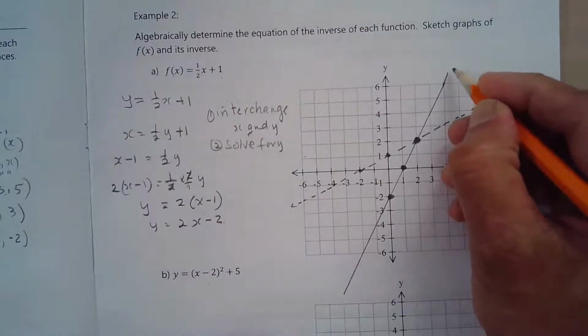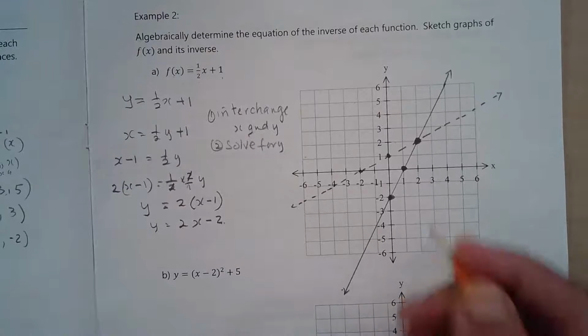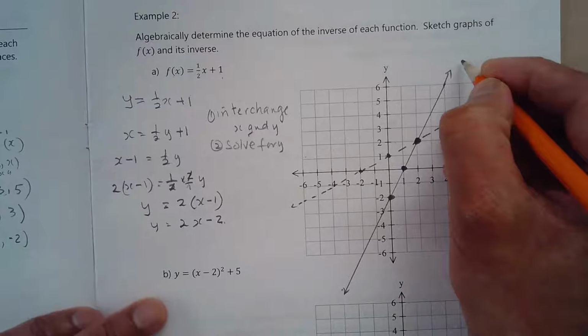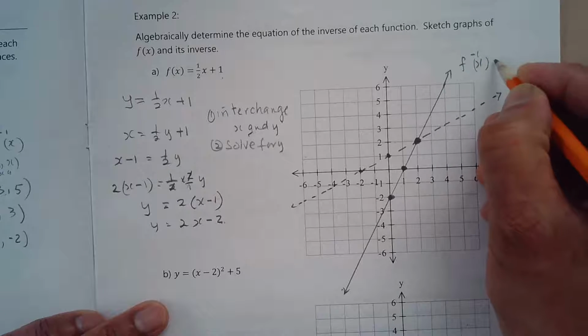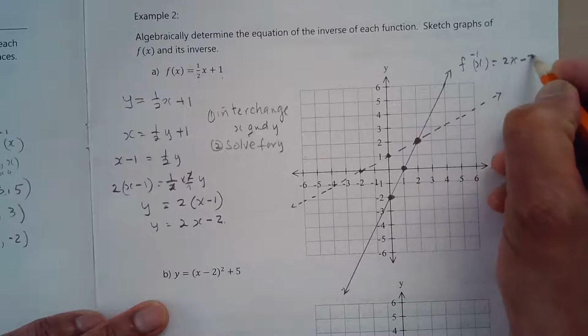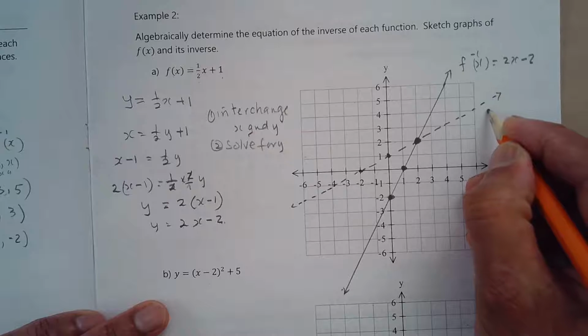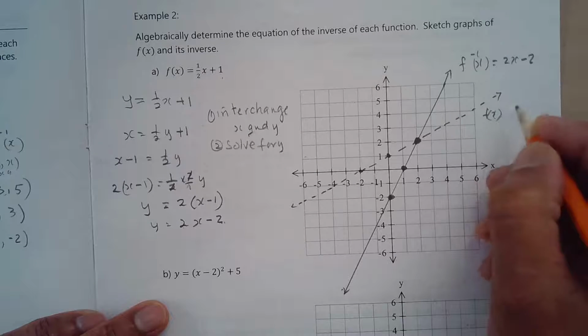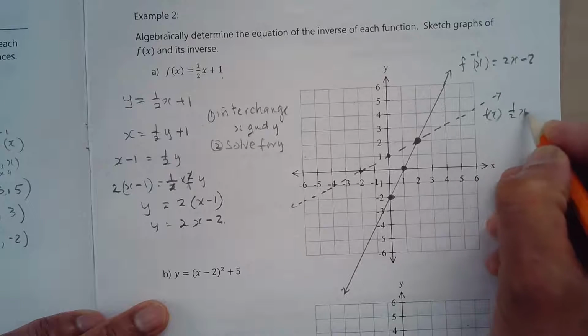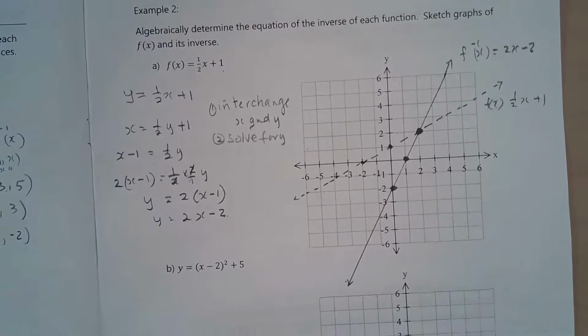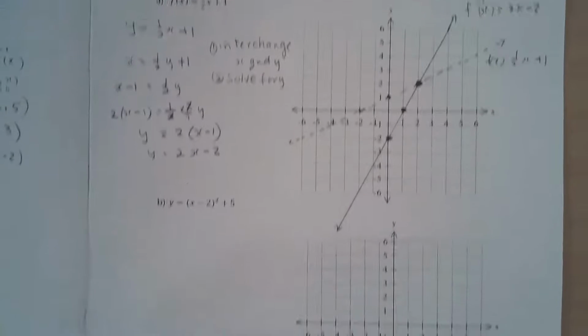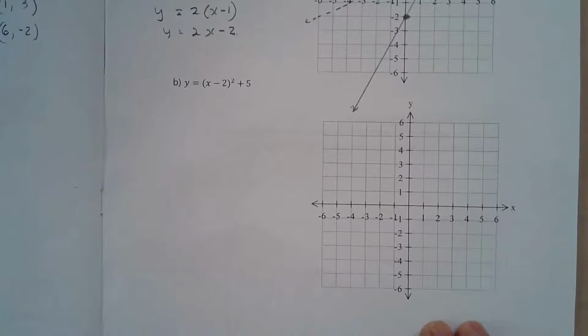So put my arrowhead here. Oops. So I can write it like that now. y equals 2x minus 2. And this is f of x equals half x plus 1. Okay, let's go on to the next example, B.